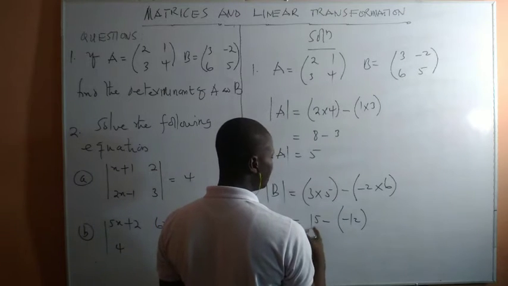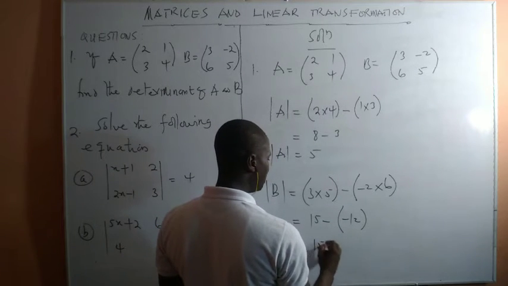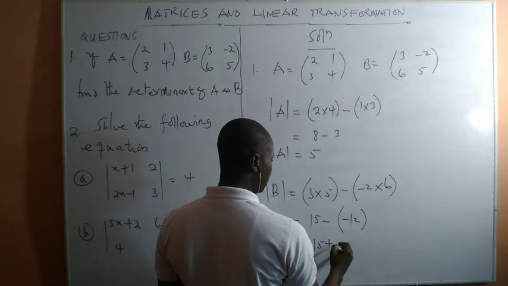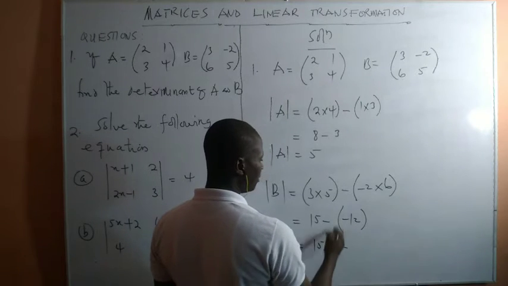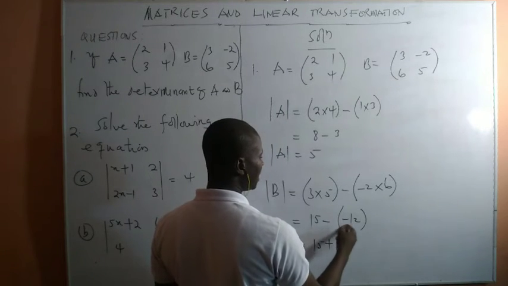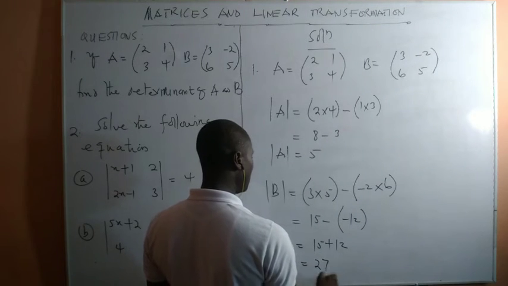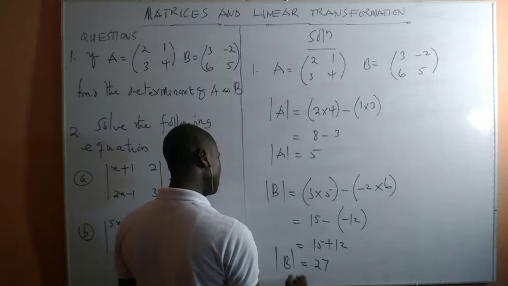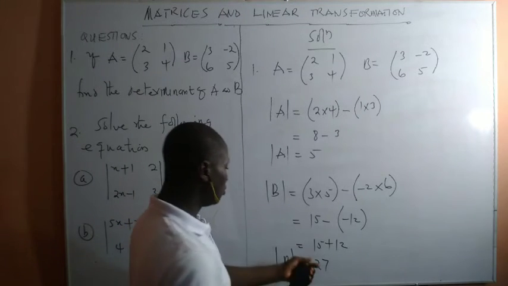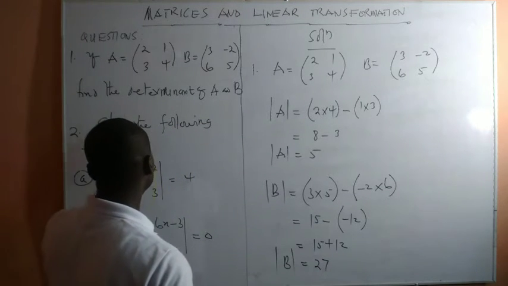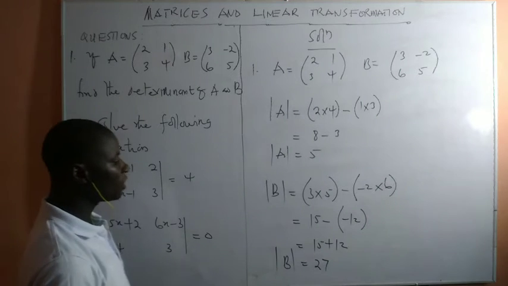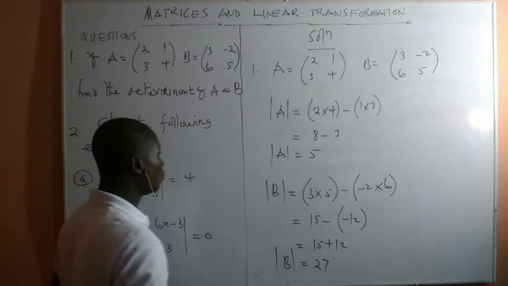That is 15, this will be 15 plus 12. This is because the coefficient here is 1. So minus 1 times minus 12 gives us plus 12. So 15 plus 12 will give us 27. That means that the determinant of the matrix B is also equal to 27. So that is the solution to question number 1. That is how we solve question number 1.